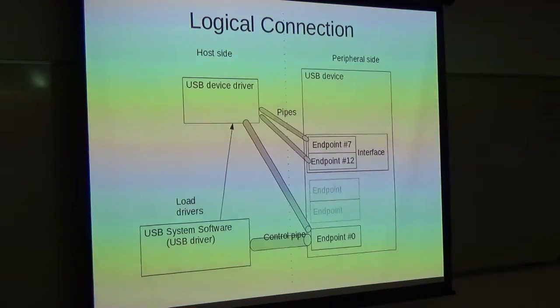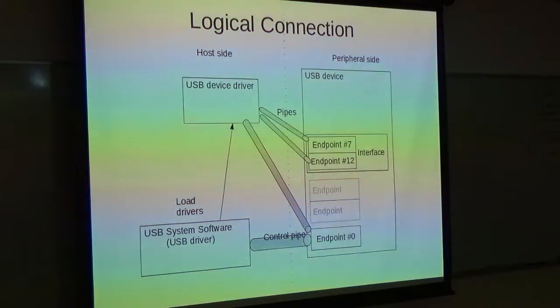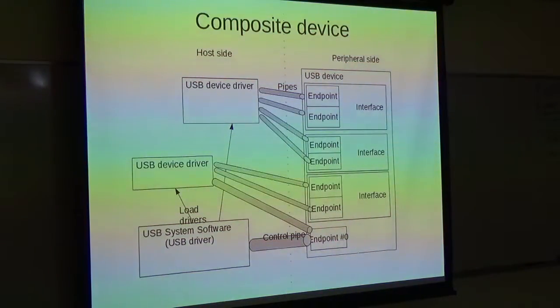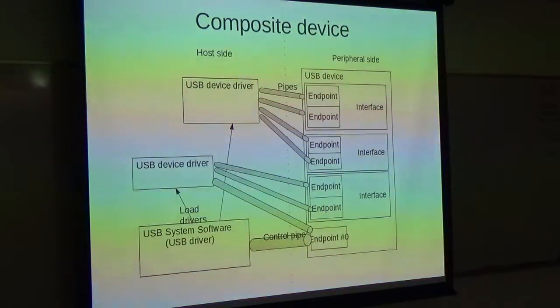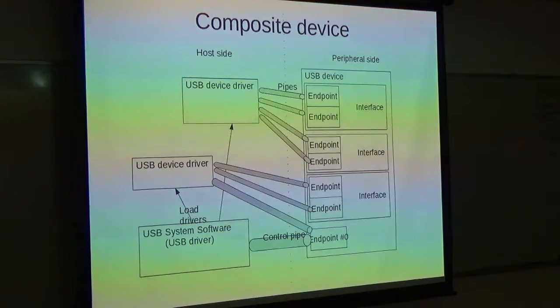Okay. Usually a USB device has only one interface in it, but sometimes it can have many interfaces in the device. This type of device is called a composite device. One of the design goals of our framework is to offer a very easy way to make a composite device like this.